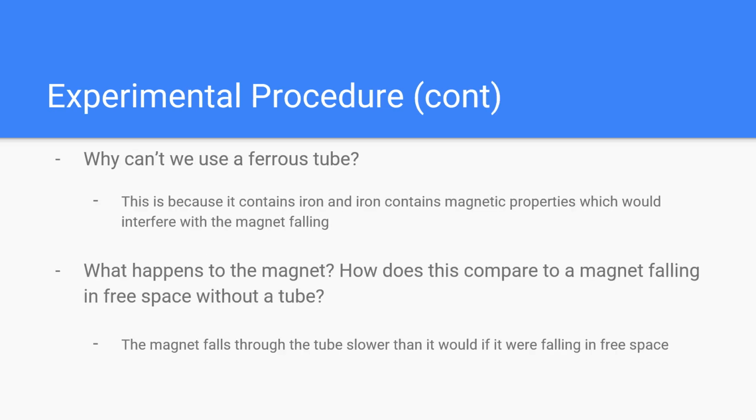For the questions related to the experiment, why can't we use a ferrous tube? This is because it contains iron, and iron has magnetic properties, which would interfere with the magnet falling. And what happens to the magnet? It falls through the tube slower than it would if it were falling in free space.